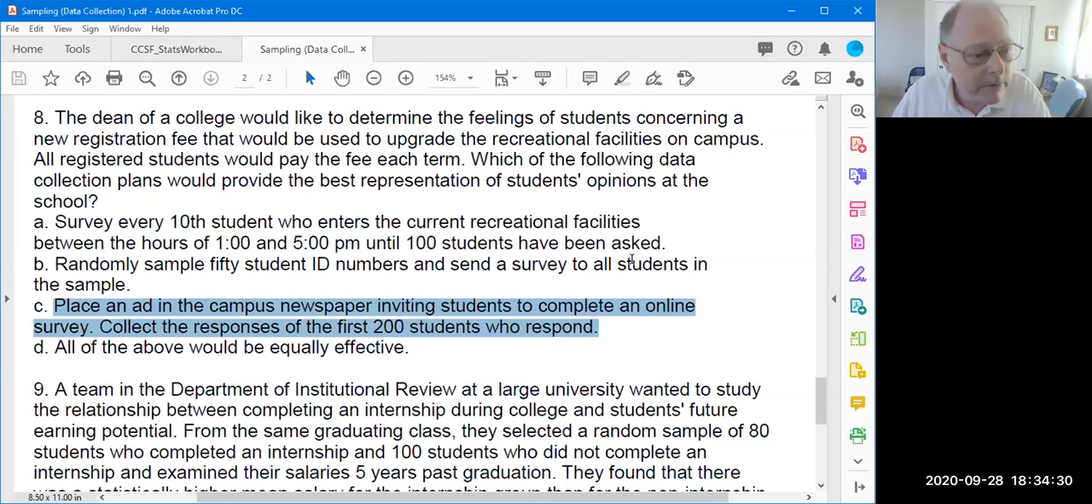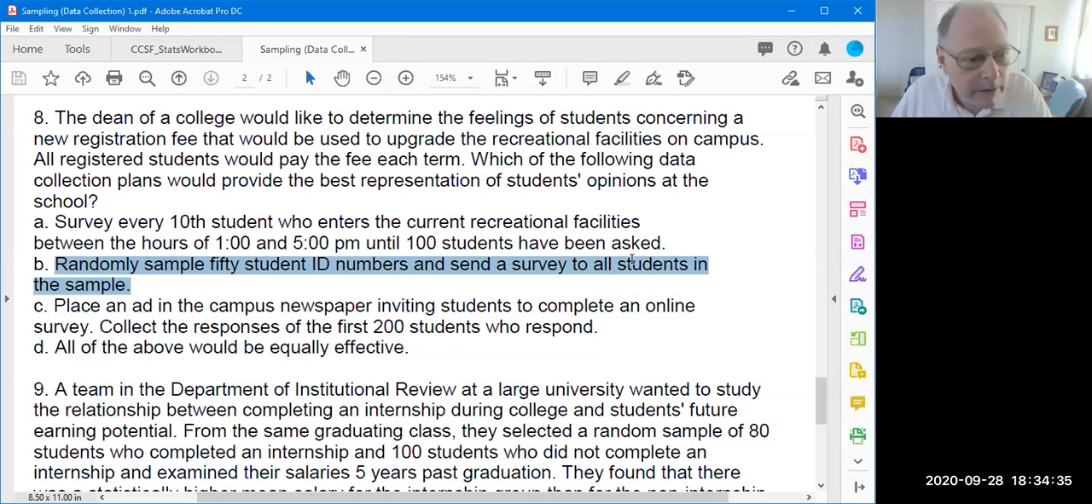So, okay, so no, all the methods would not be equally effective. You need to randomly select the ID numbers and send a survey to those, and you will still get voluntary response bias, even then. But at least it's better than limiting yourself to people who read the paper. Now, how do you cope with the voluntary response bias? Well, so to some extent, that gets outside of mathematics.